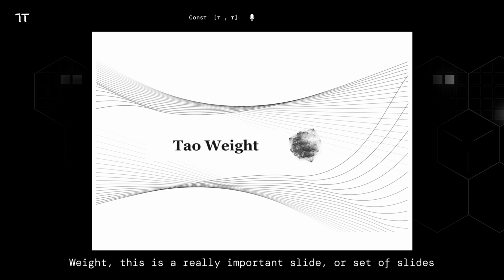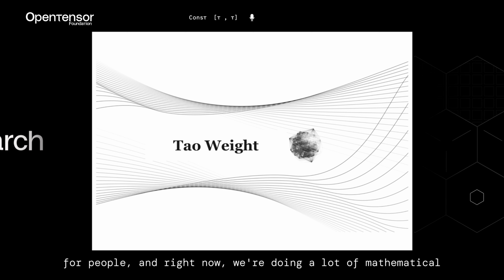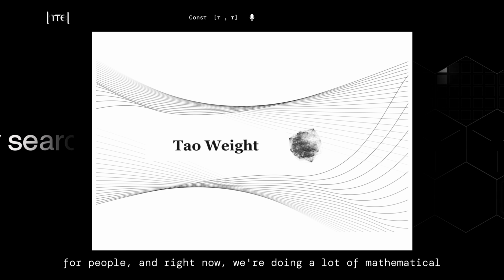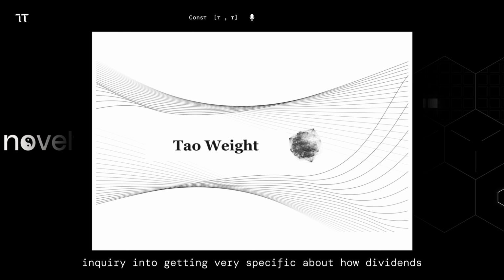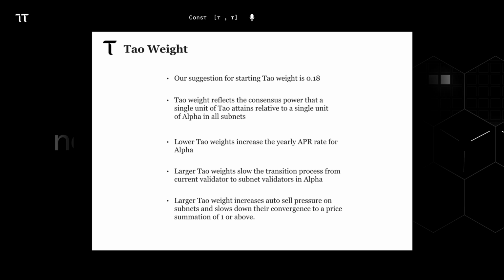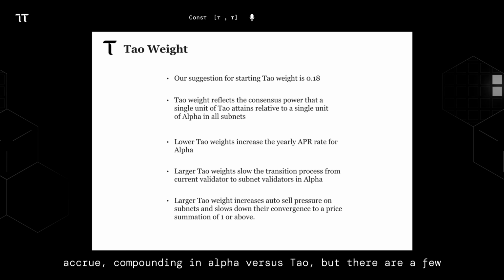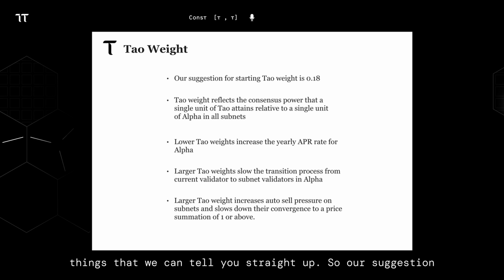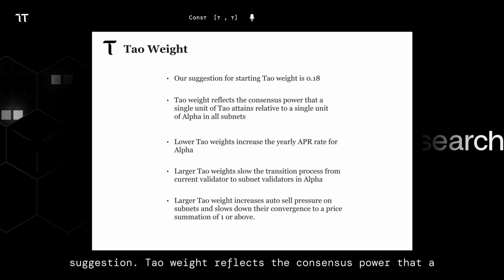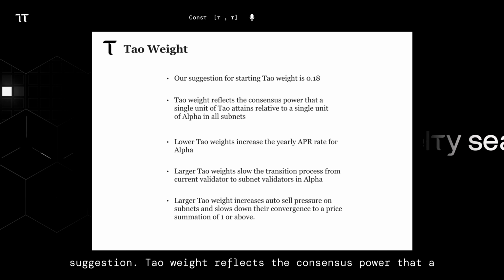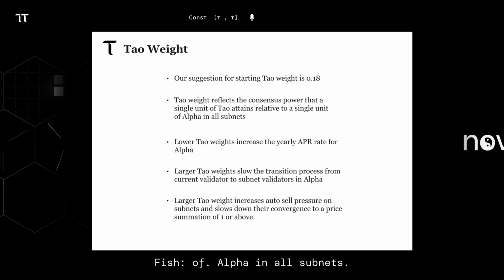Tau weight. Now, this is a really important slide or set of slides for people. And right now we're doing a lot of mathematical inquiry into getting very specific about how dividends accrue, compounding in alpha versus tau, but there are a few things that we can tell you straight up. So our suggestion for tau weight is 0.18, which was the original suggestion. Tau weight reflects the consensus power that a single unit of tau attains relative to a single unit of alpha in all subnets.